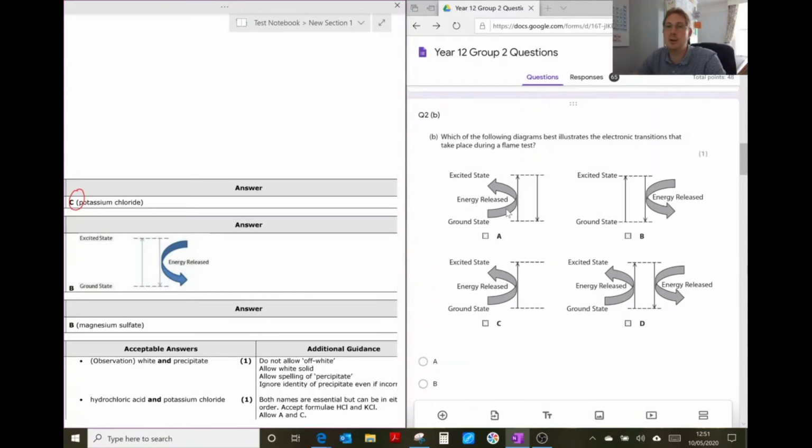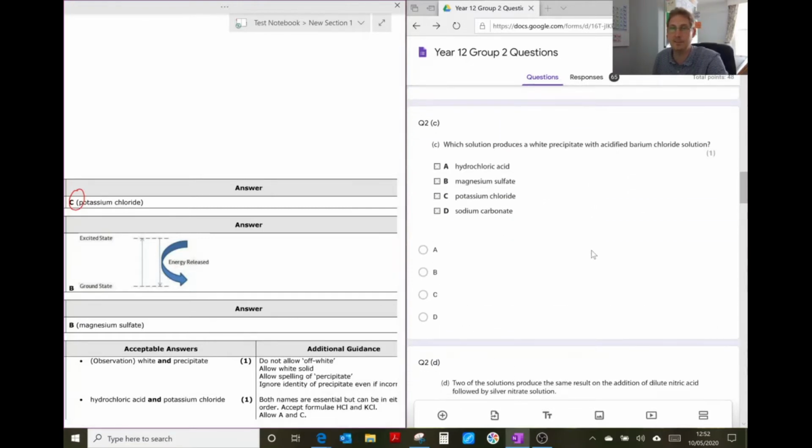Which of the following diagrams best illustrates the electronic transitions that take place during a flame test? Well, heat is used to excite an electron from the ground state to an excited state. As it drops back down to the ground state, when it's cooling down, energy is released as a photon of light, so it is B. Energy is certainly not released going up to the excited state, so you could rule out A, C and D just because none of them release energy going up to the excited state.